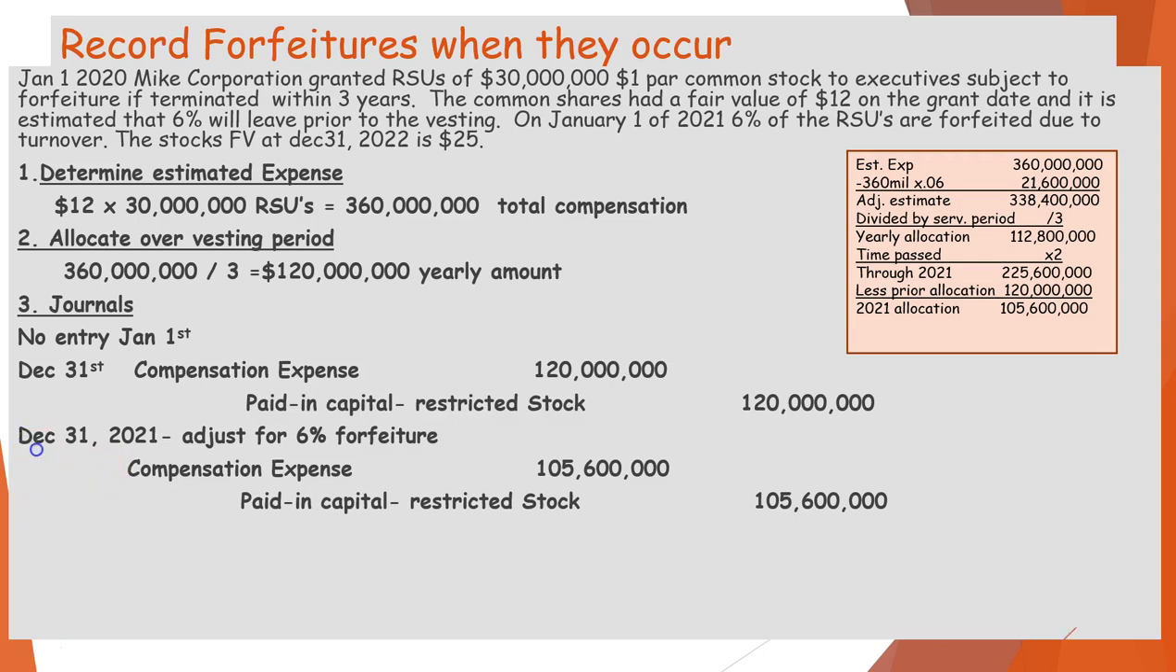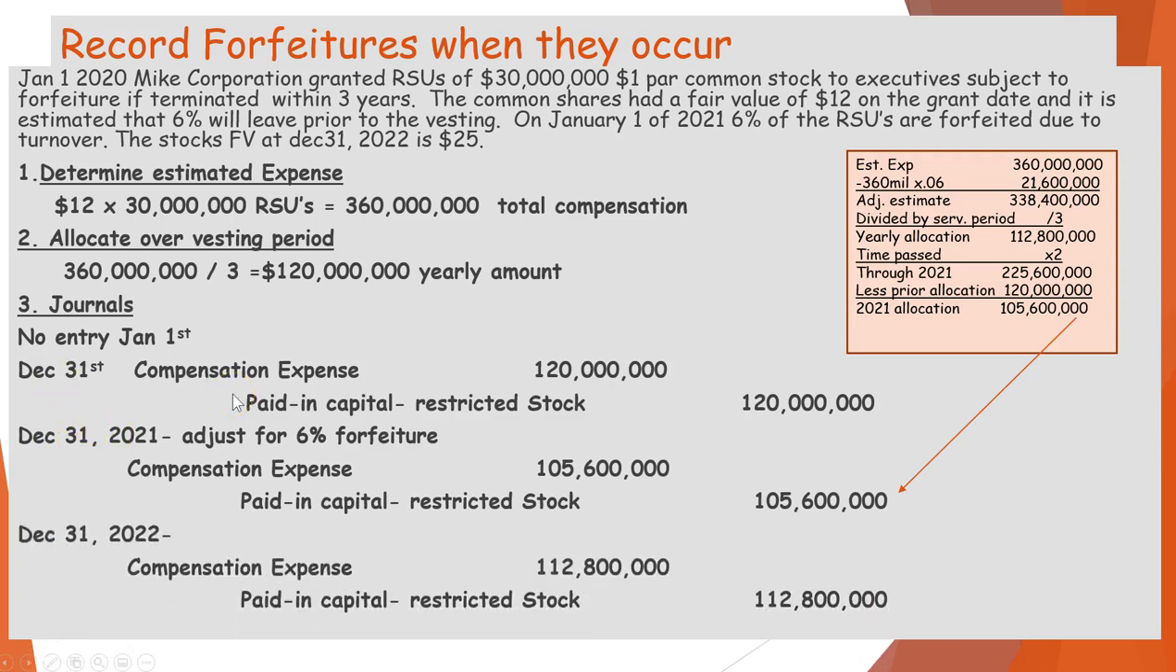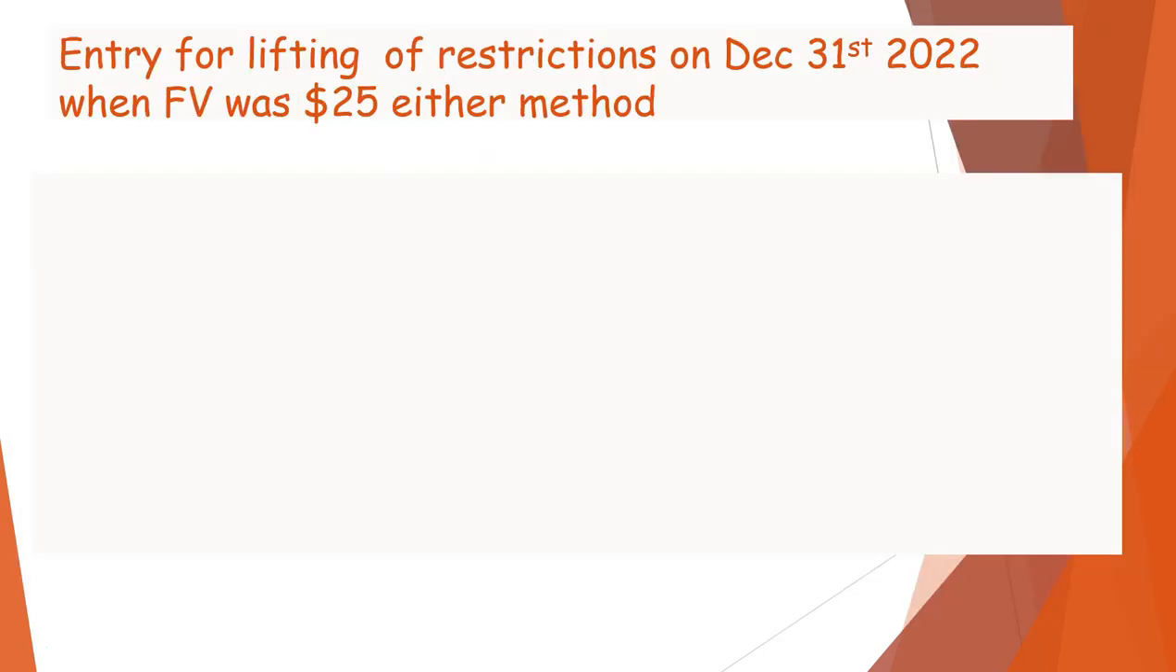Now, what about the next year? The next year, we're going to use the $112,800 because that's the amount that should be allocated yearly. And if we were to add those 3 numbers up, we would get $338,400,000.